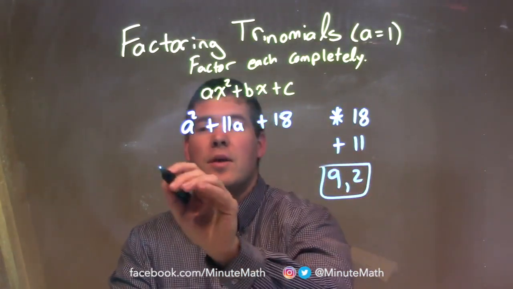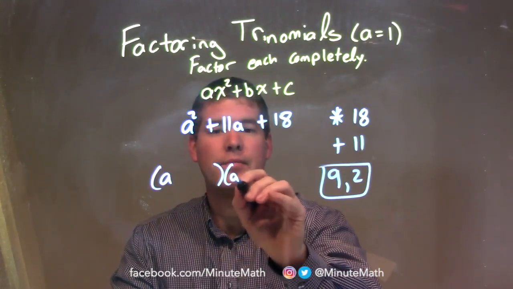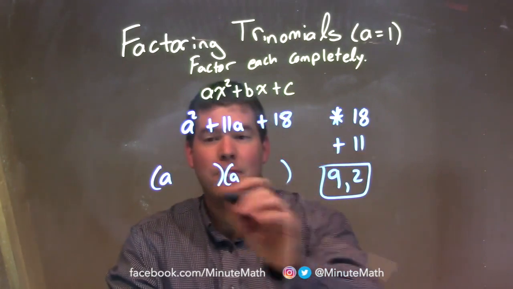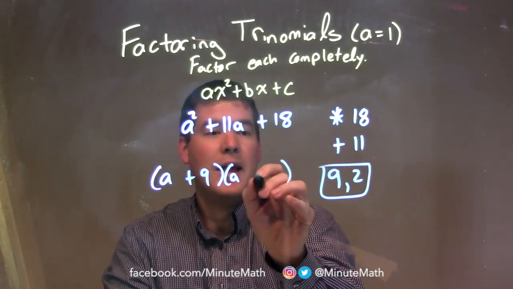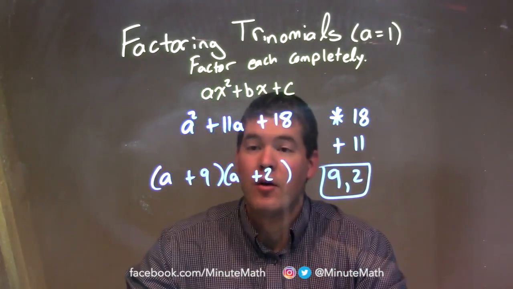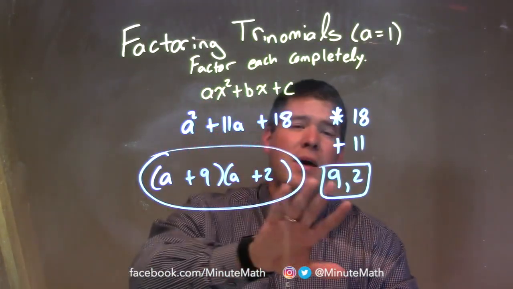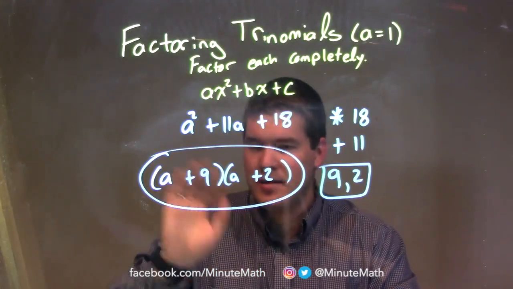So when I break this down into my factored form, I write my a's first in my parentheses, and then I just fill in the two numbers we have. a plus 9 here, a plus 2, and there we go. Our final answer being a plus 9 times a plus 2. Now again, it doesn't matter the order. It could be a plus 2 times a plus 9.